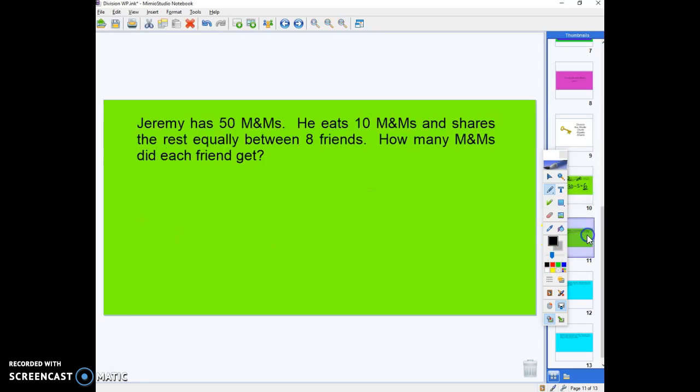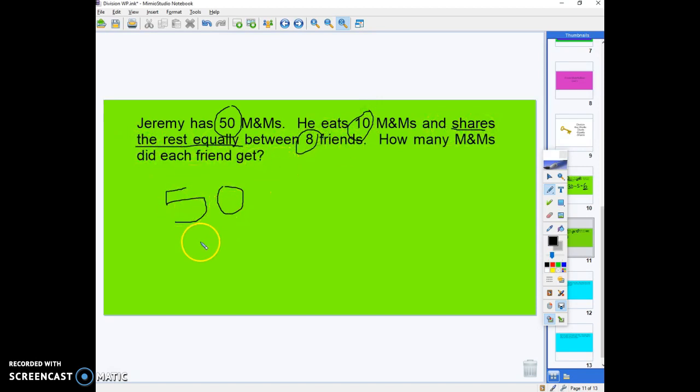Let's try that again. Jeremy has 50 M&Ms. He eats 10 M&Ms and shares the rest equally between 8 friends. How many M&Ms did each friend get? So he starts out with 50 M&Ms. Then he eats 10 M&Ms and shares the rest equally between 8 friends.